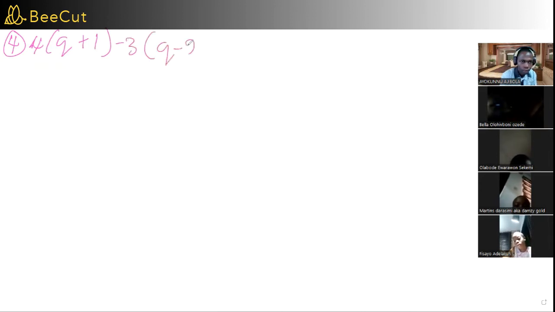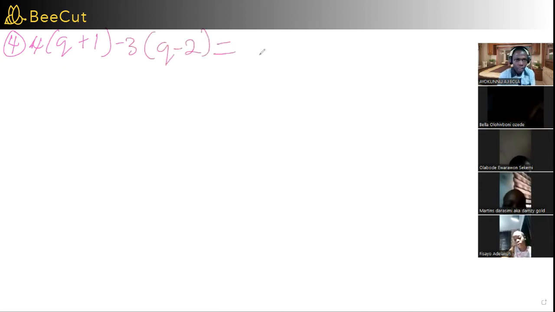So that's number 4. We have solved 3 examples already. Number 4, 4 into q plus 1. Let me change the q to something. So 4 into q plus 1. And the next bracket there beside it is going to be 4 into q plus 1 minus 3 into q minus 2. So that's minus 3 into q minus 2.